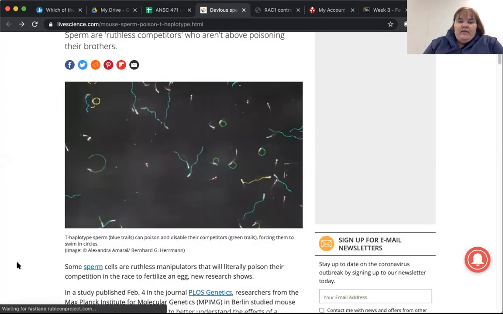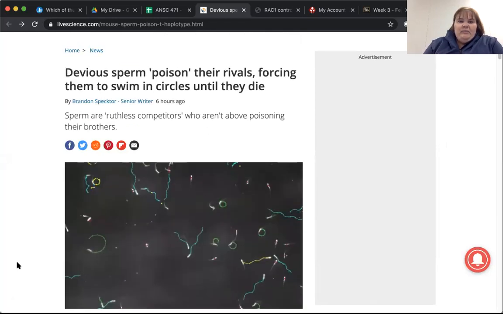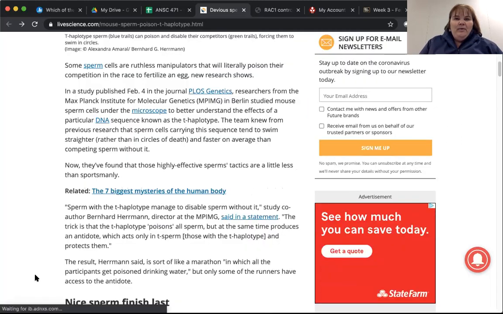There are German researchers at an institute in Berlin that just published this manuscript in the National Academy of Sciences that identified a sperm cell gene, so a haploid, not a diploid, that poisons other sperm cells, forcing them to swim in circles until they die. I thought this was really interesting, so I'll put this in as a web link on this week's material as well. Since we're talking about male anatomy and sperm production, it really fit quite nicely.